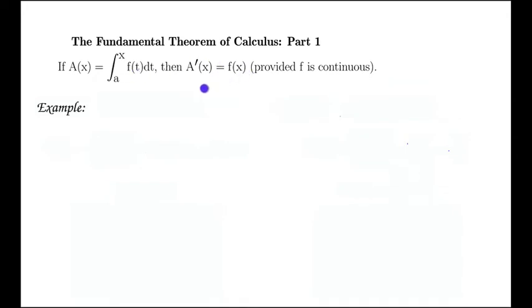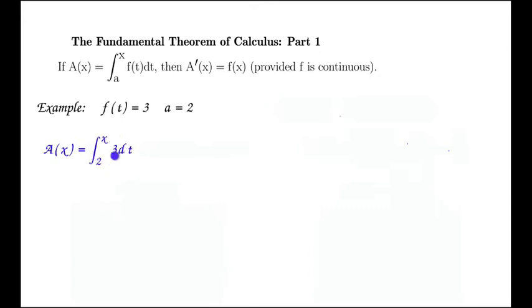Let's start with looking at an example. Let's look at an example where f of t is a really simple function. f of t is constant. It's equal to 3, and this a we'll take to be 2. So our accumulation function will be equal to the integral from a to x of 3 dt.